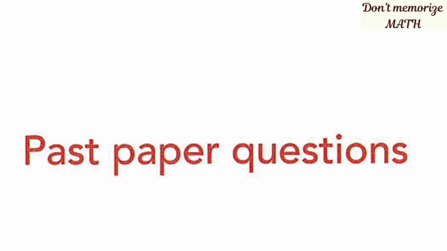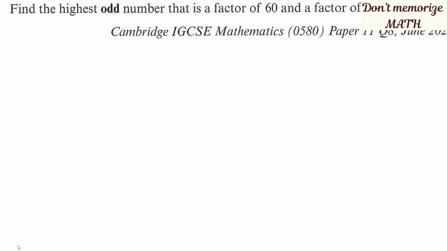Let's see the questions and let's solve them. The first question is: find the highest odd number that is a factor of 60 and a factor of 90. I have mentioned this question in the textbook also. They have mentioned where they have taken this question from. It is from Cambridge IGCSE Mathematics paper 11. This is a core paper.